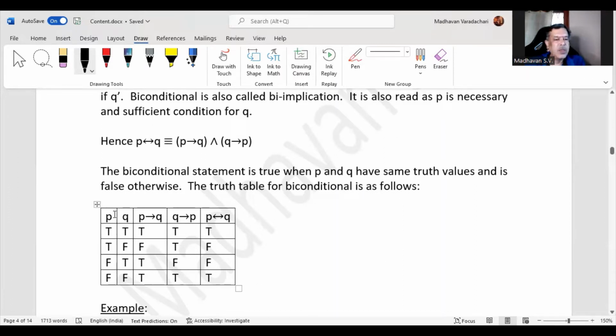So we write all the possibilities as usual for P and Q. Then here P implies Q, we know already. If the first statement is true and the second statement is false, then only it is false, otherwise it is true. That is the basis for P implies Q. Same way, Q implies P. If Q is true and P is false, then only this will be false, otherwise it is true. P biconditional Q is nothing but the conjunction of these two. So first one, both are true, so it is true. False and true, it is false. True and false, it is false. True and true, it is true.